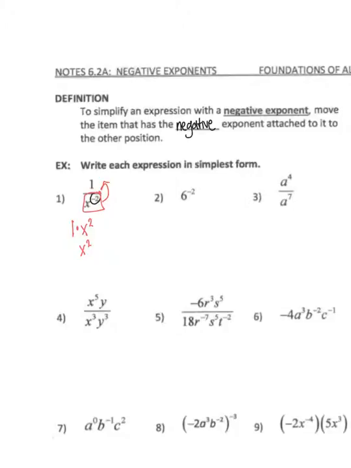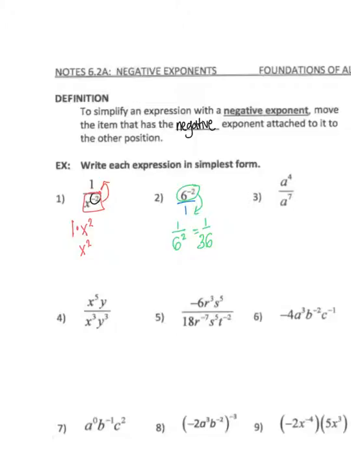For number 2, now I have a 6 to the negative 2 over 1. So I'm going to take that whole thing, that whole 6 to the negative 2, and bring it to the bottom. So I'm going to have 1 over 6 squared, which gives us 1 over 36. 6 squared is 36.